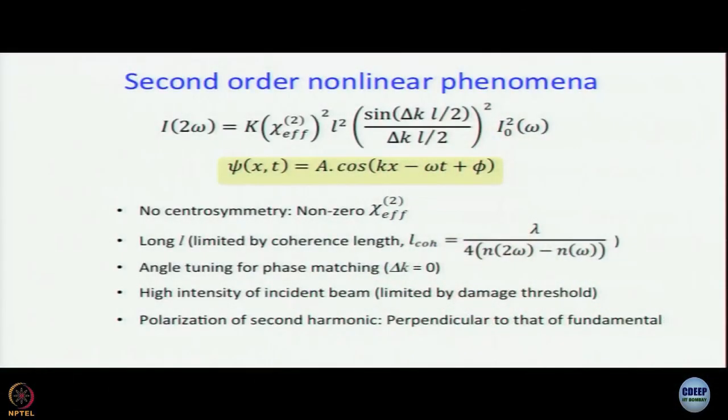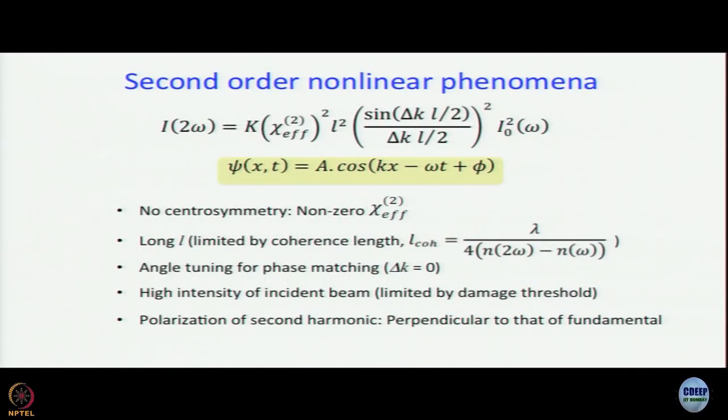What is k? It is a vector associated with the wave, right? K vector. What is the meaning of delta k equal to 0? Momentum is conserved in the process of second harmonic generation. The total momentum of the combining photons is equal to the momentum of the second harmonic photon.